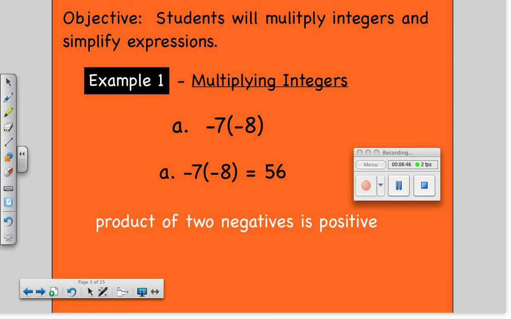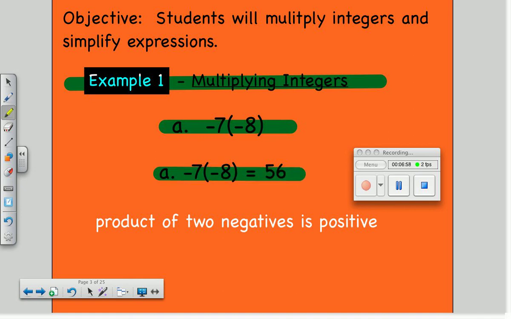Example 1, you do need to write this down. Multiplying integers. Negative 7 times negative 8 is positive 56. Hate to hate is good. That's positive. And 7 times 8 is 56. The product of two negatives is positive.